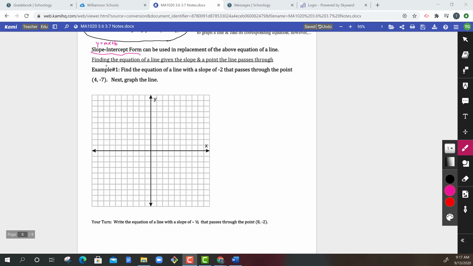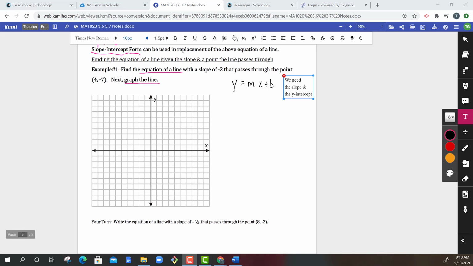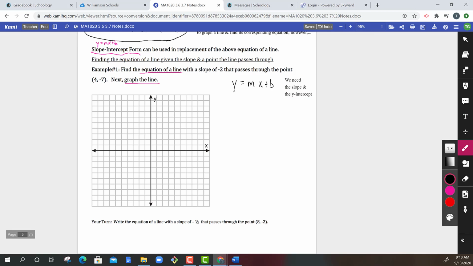So let's look at example 1. And again, we're doing this to both find the equation of a line and to help us graph the line. So I'm going to write out y equals mx plus b, just so I have it as a reference in this problem. And remember, we need two things to write an equation in slope-intercept. We need the slope and we need the y-intercept.